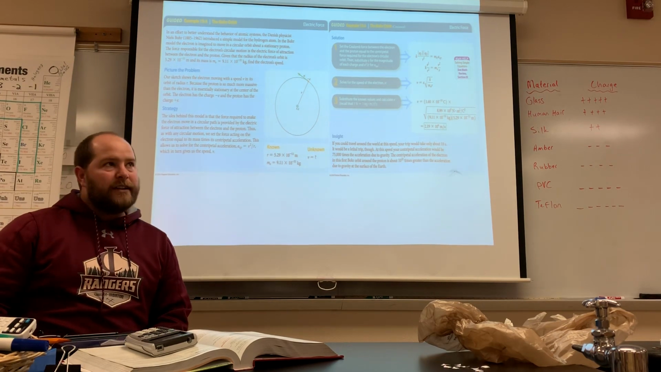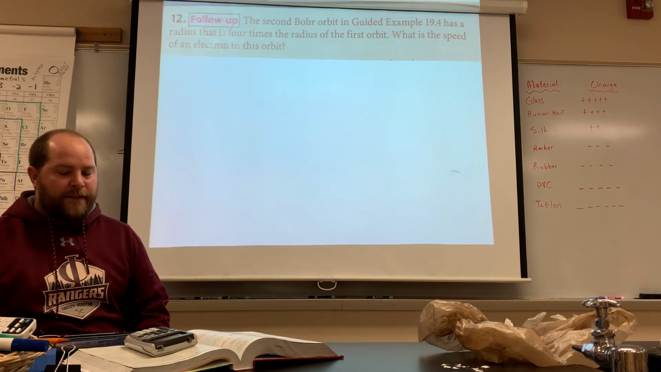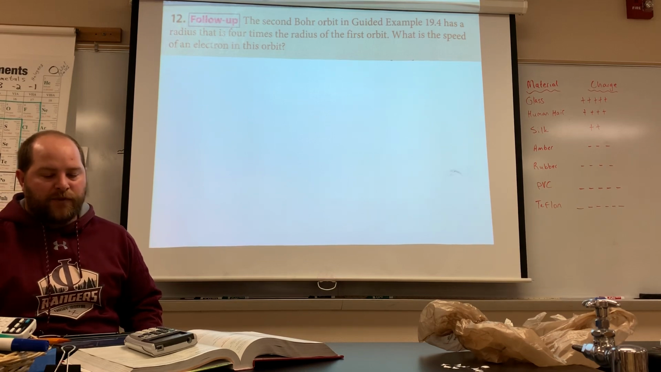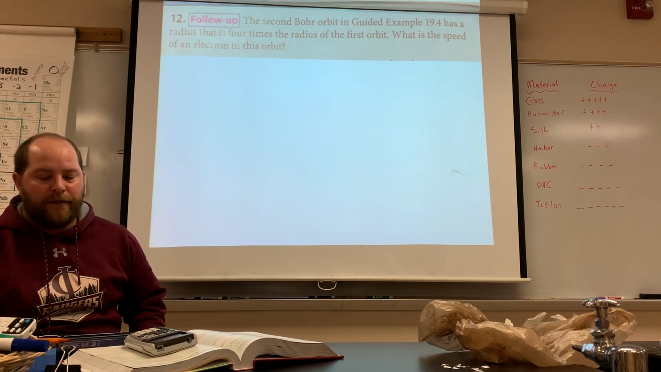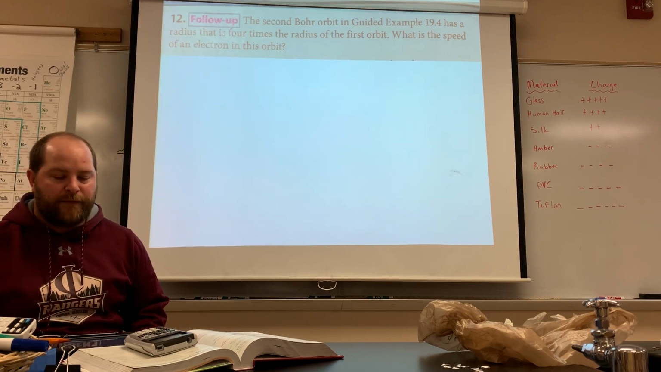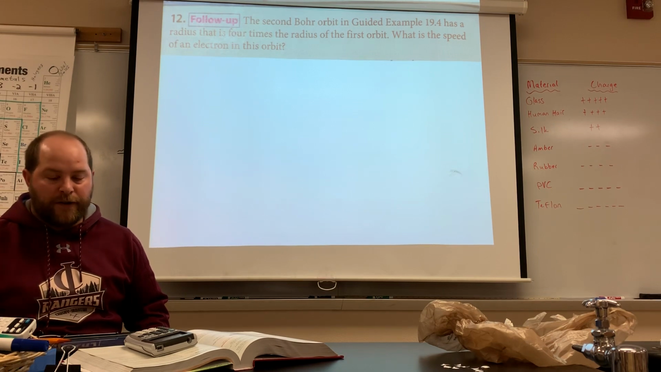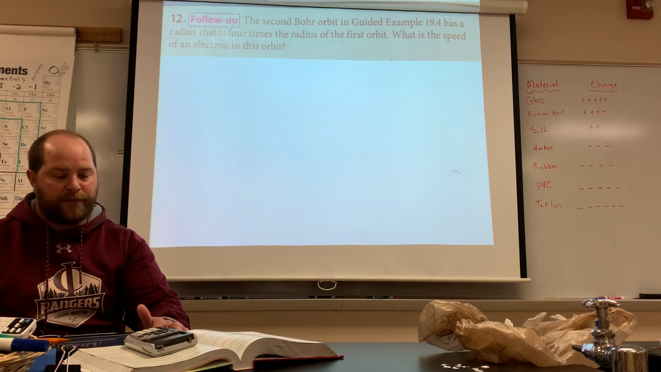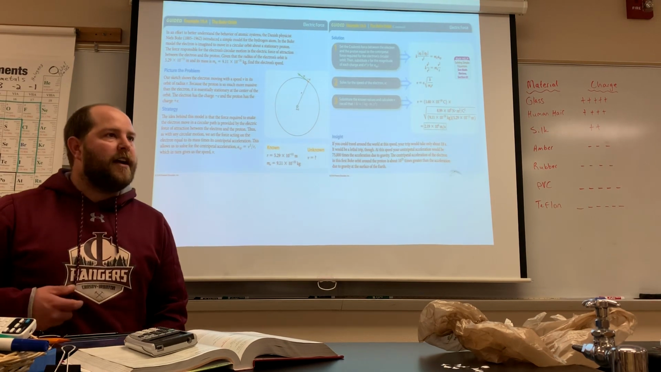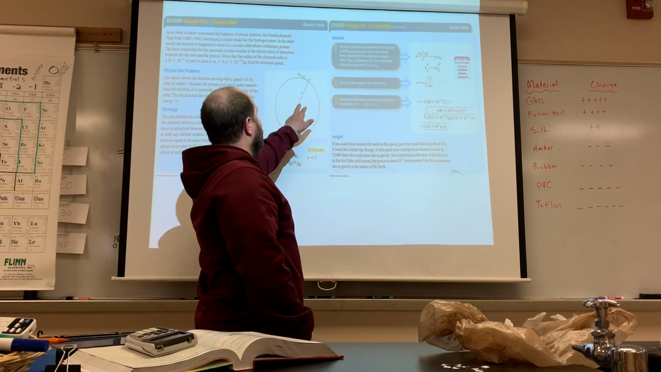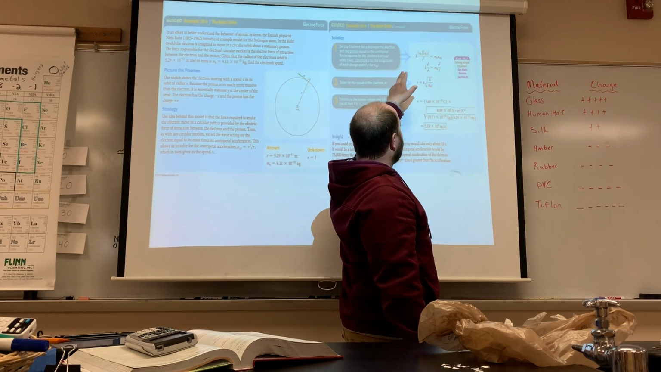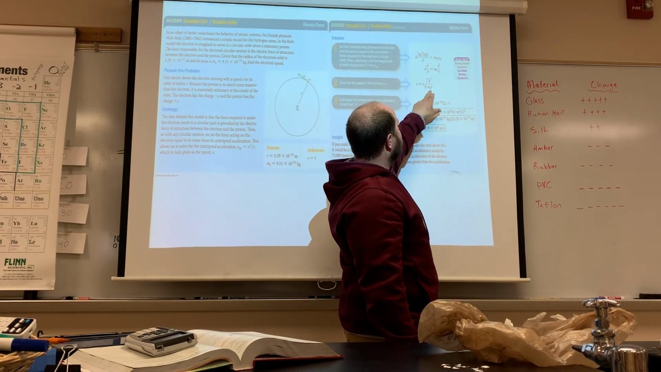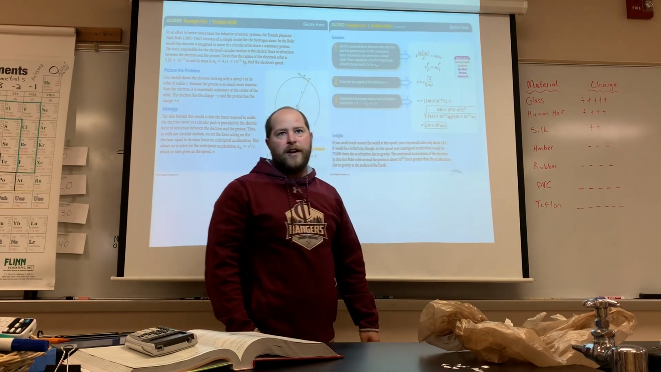I'm actually, just for the interest of time, going to leave this one up to you guys. It's a follow-up problem where it says the second Bohr orbit in guided example 19.4 has a radius that is 4 times the radius of the first orbital. What is the speed of that electron? So I encourage you to work this problem out. The only thing that you have to do is change r. If you're looking right over here, you just have to take r times 4. So there's your r times 4. I'll let you guys work through that one.